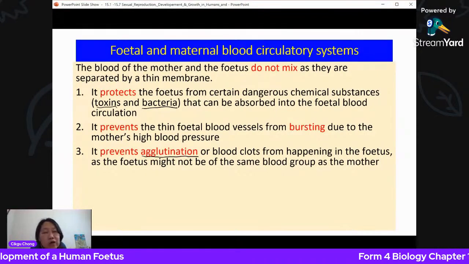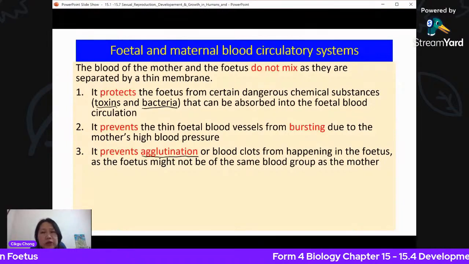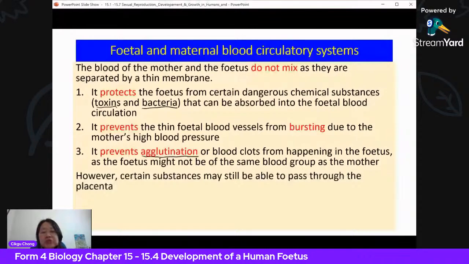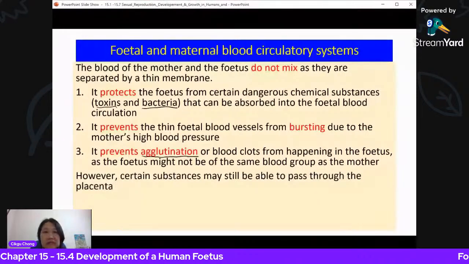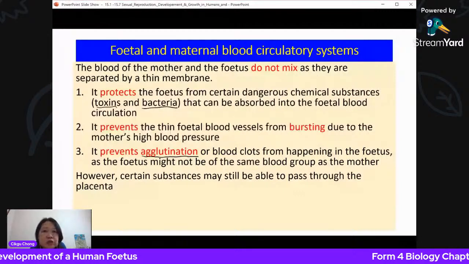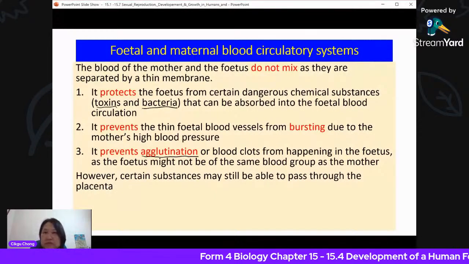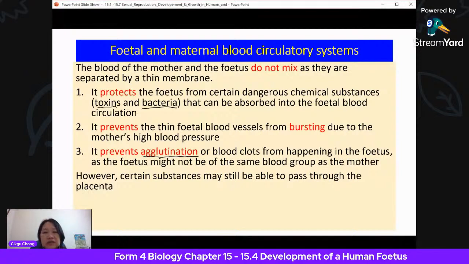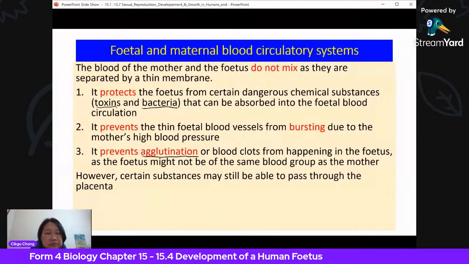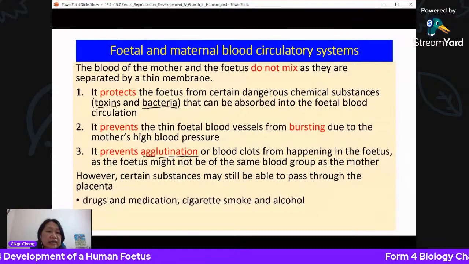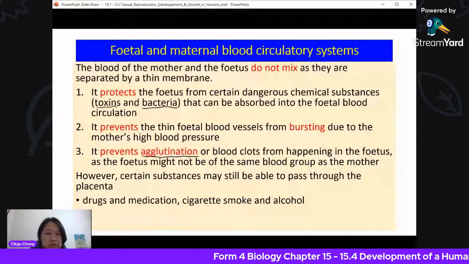Now, however, there are certain substances which might still be able to pass through because of their size. We always look at the size when we talk about whether a certain substance or molecule can pass through the membrane. In biology, we always look at the size of it. Sometimes they are small enough, the chemical or the substance is small enough, and it can still pass through. Examples: certain drugs, medication, the chemicals in cigarette smoke, and also alcohol.